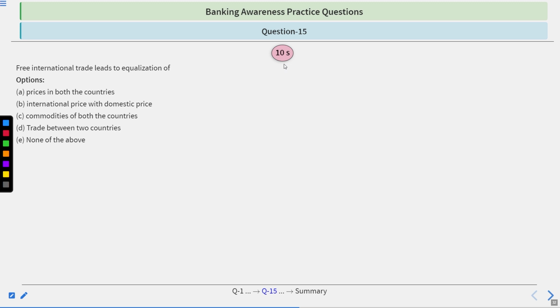Question number 15. Free international trade leads to the equalization of prices in both countries: international price with domestic price, commodities of both countries, trade between two countries, or none of the above. To answer this, you will have 10 seconds. Time starts now.